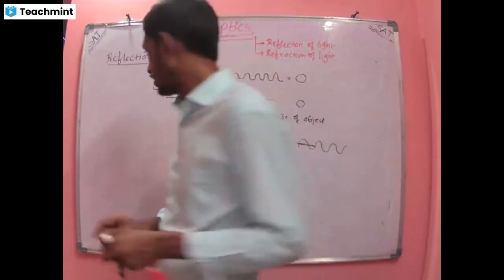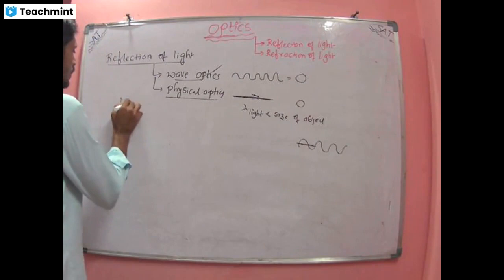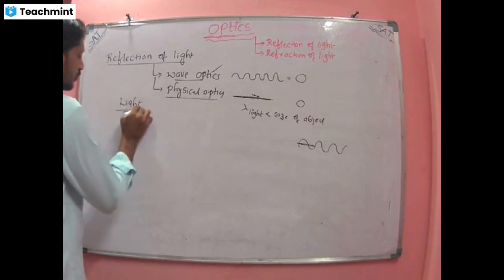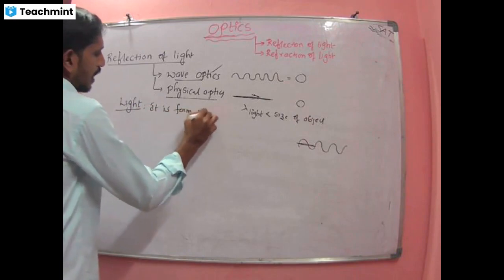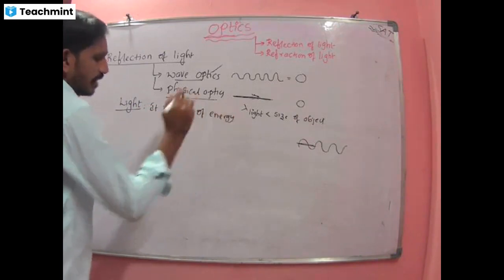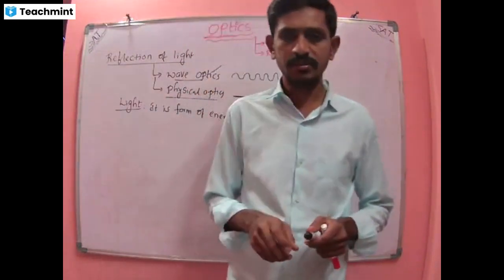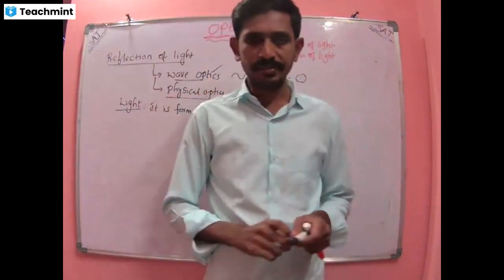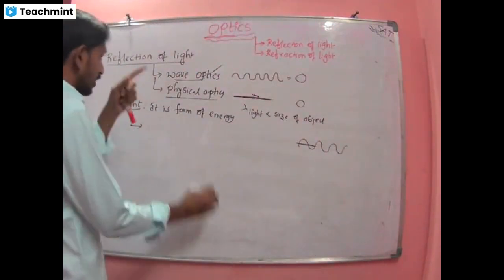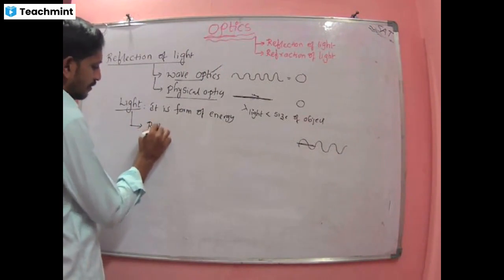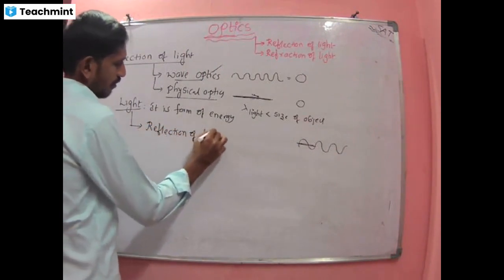Now I'm going to discuss one more point here. What is light? Light is a form of energy. Whenever it falls on the eye, we have some sensation. That is called light energy. In this light energy, we have the first phenomenon, which is the reflection of light.